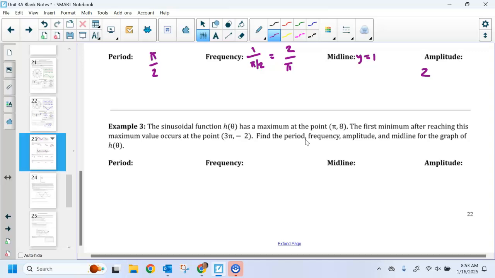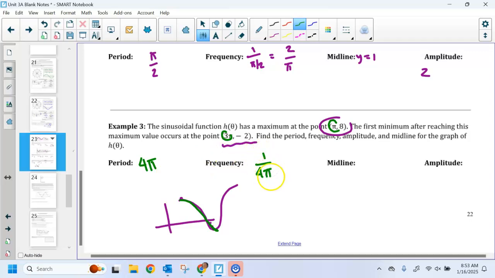Okay, so here's another problem. We have a sinusoidal function that has a max at this point, and the first minimum after that point is here. So if I were to graph that, I would say that at pi, I map to 8, and then at 3 pi, I map to negative 2. That's this component here. It doesn't include this component moving up. So basically, I've got half a cycle here. If half the cycle is from pi to 3 pi, half the cycle is 2 pi, and that means the full period is 4 pi, and the frequency is its reciprocal.